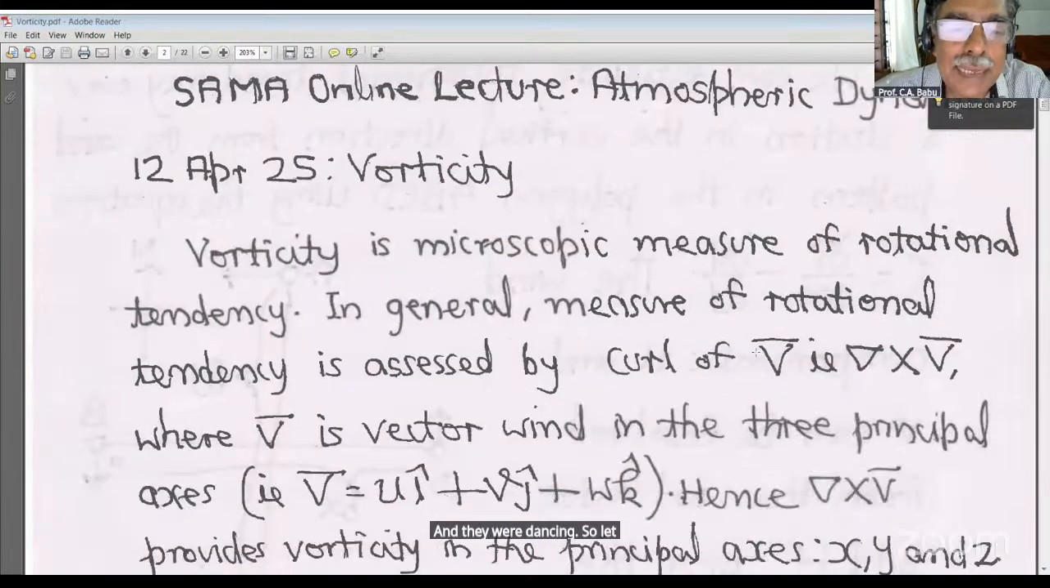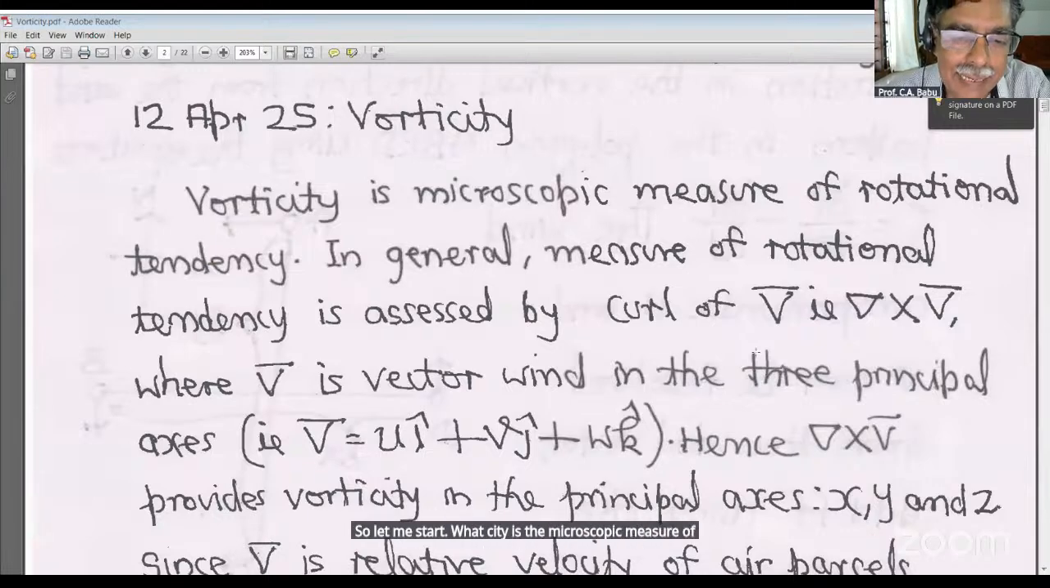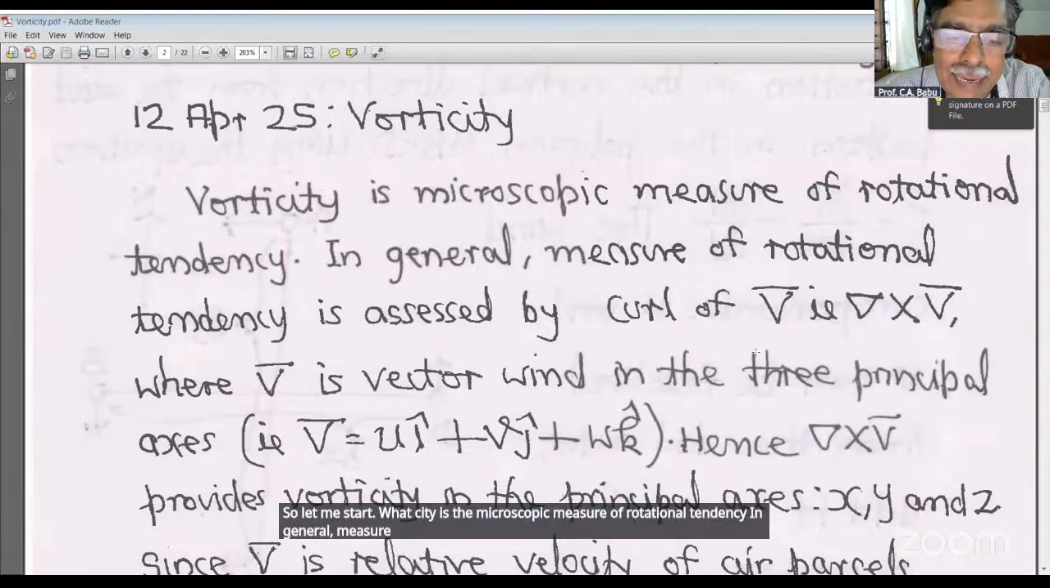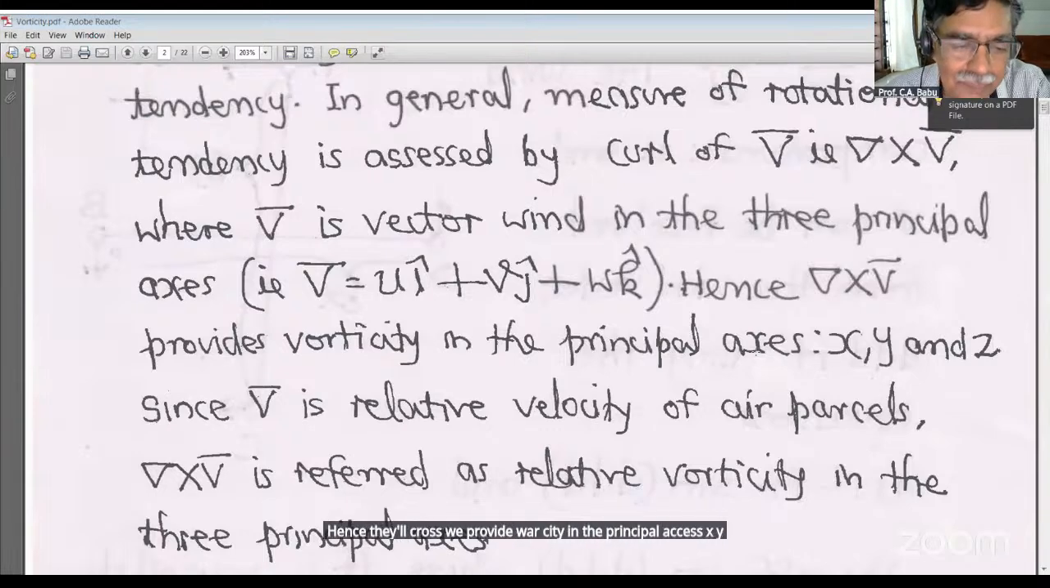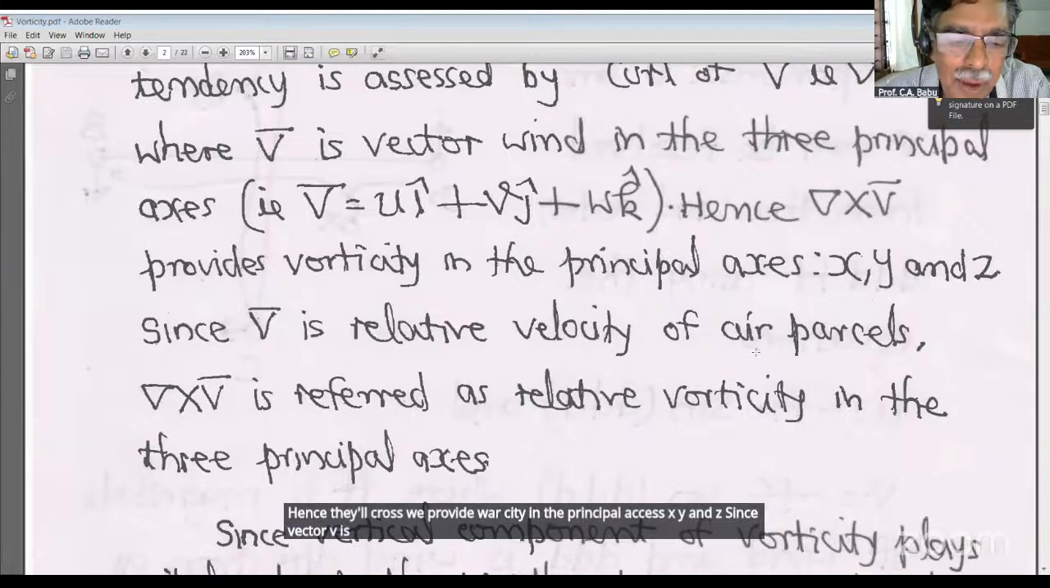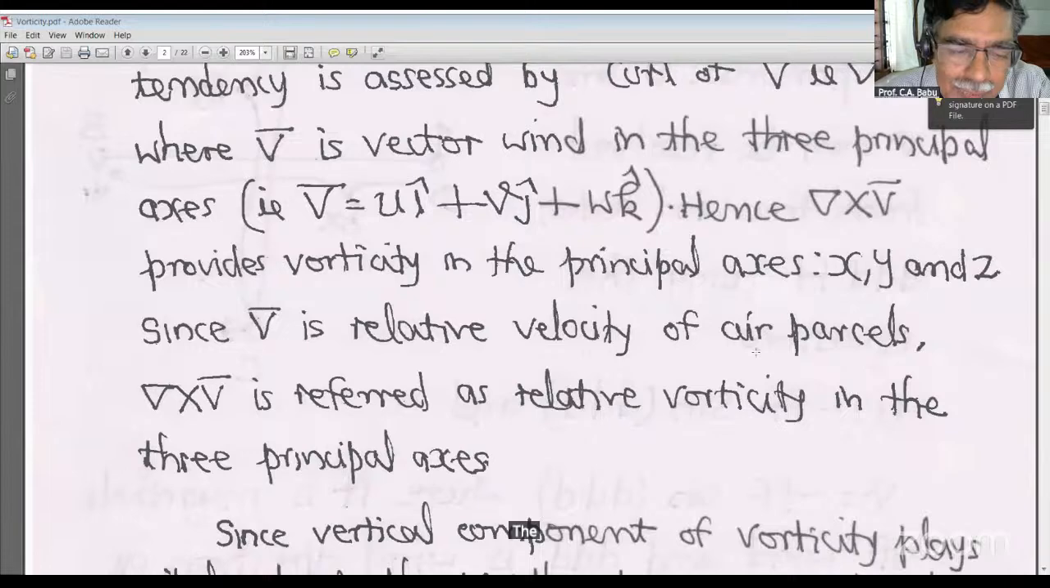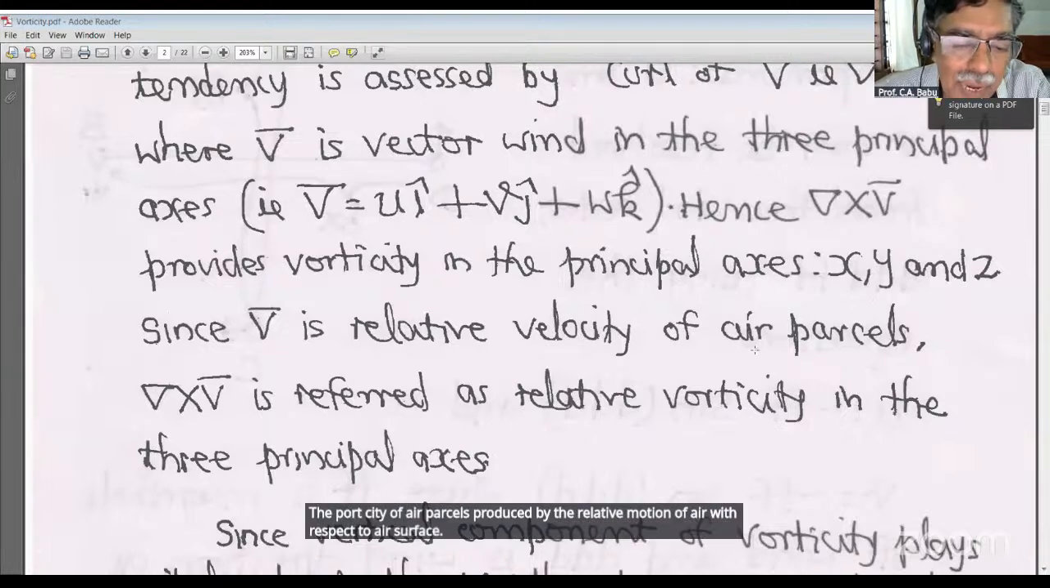So let me start. Vorticity is the microscopic measure of rotational tendency. In general, the measure of rotational tendency is assessed by curl of vector V, that is del cross V, where vector V is the vector wind in the three principal axes. That is, vector V is equal to u along unit vector i plus v along unit vector j plus w along unit vector k. Hence, del cross V provides vorticity in the principal axes x, y, and z. Since vector V is the relative velocity of air parcels, del cross V is referred to as relative vorticity. The velocity of air parcels produced by the relative motion of air with respect to the air surface in the three principal axes.